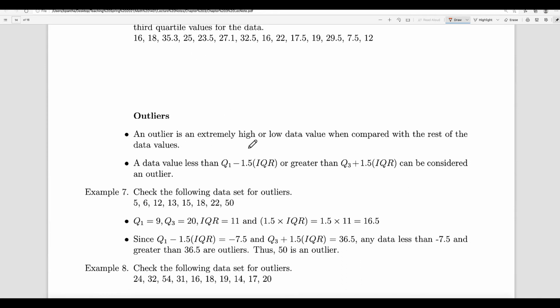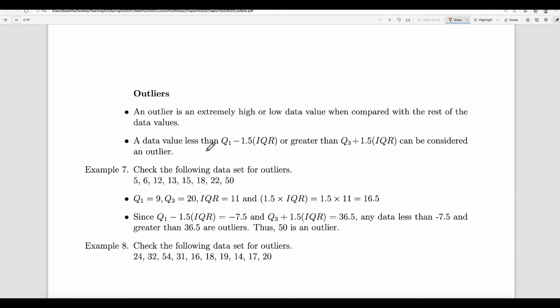An outlier is an extremely high or low data value when compared with the rest of the data values. A data value less than Q1 minus 1.5 times IQR, or greater than Q3 plus 1.5 times IQR, where the interquartile range is Q3 minus Q1, can be considered an outlier. This is just one way, but people use other formulas. This is the most commonly used formula. So if a data value is 1.5 times IQR below Q1 or 1.5 times IQR above Q3, then it is considered an outlier.